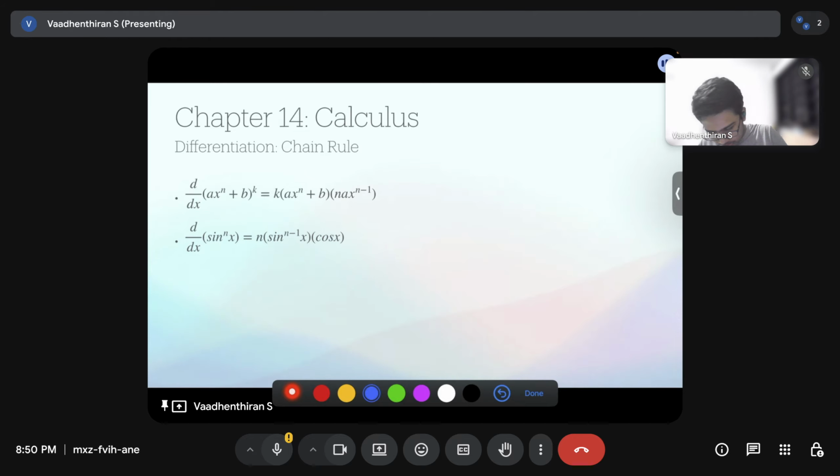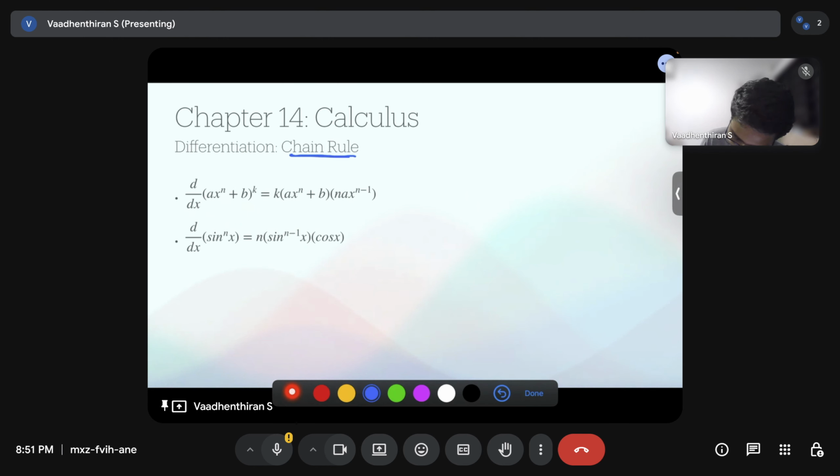Now we will have some rules you need to follow for differentiating different types of equations or functions. The first rule we will see is the chain rule. So chain rule is basically differentiating (ax to the n plus b) to the k. There are two exponents we need to consider here, this k and this n. So I'll just explain it here. (ax to the power n plus b) to the k.